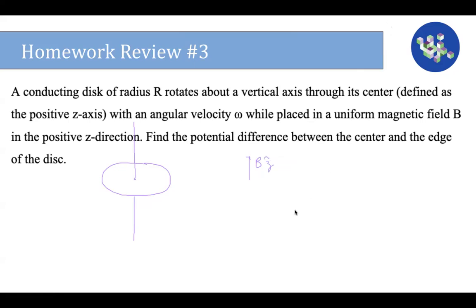And then let's see. Okay, my disk is spinning at an angular velocity of omega. So it'll be spinning maybe that way. The omega, find the potential difference between the center and the edge of the disk. Okay.